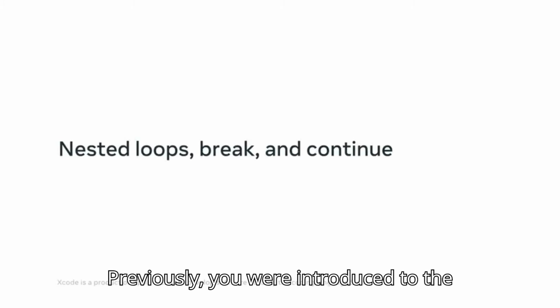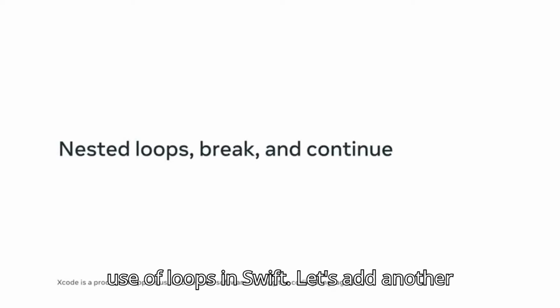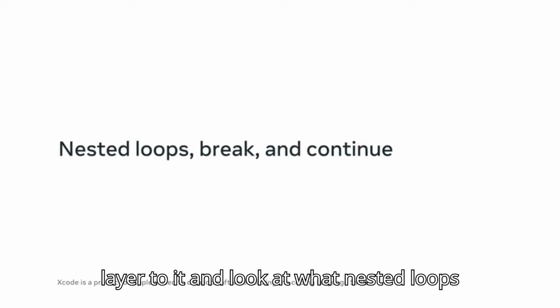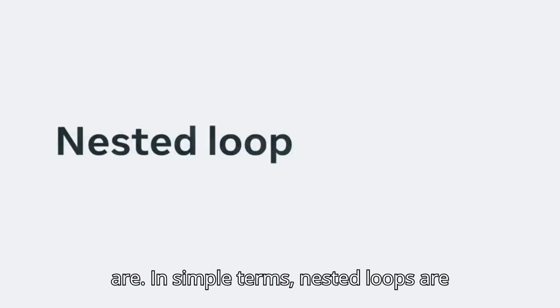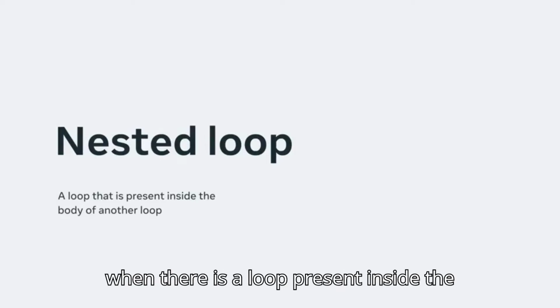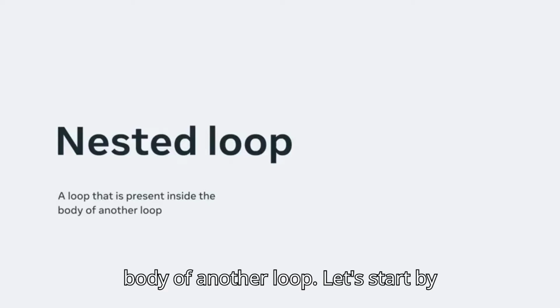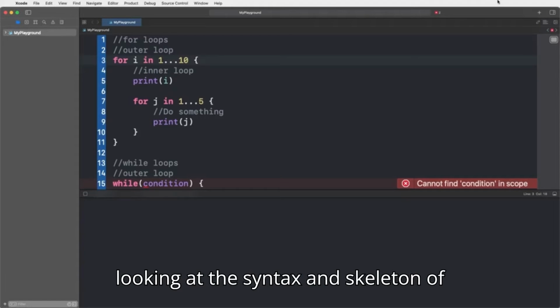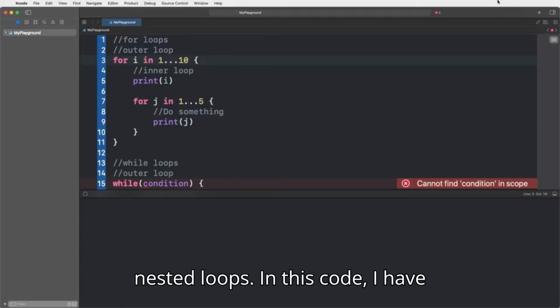Previously, you were introduced to the use of loops in Swift. Let's add another layer to it and look at what nested loops are. In simple terms, nested loops are when there is a loop present inside the body of another loop. Let's start by looking at the syntax and skeleton of nested loops.